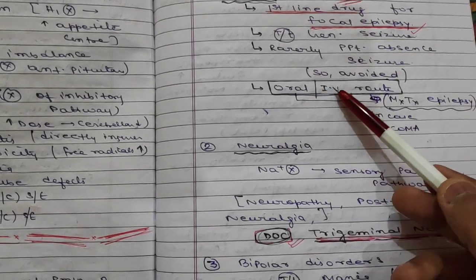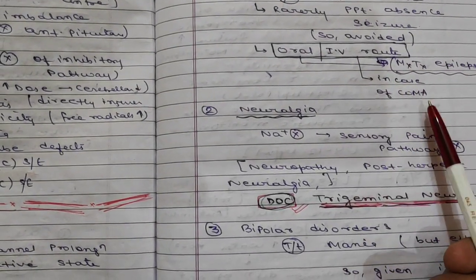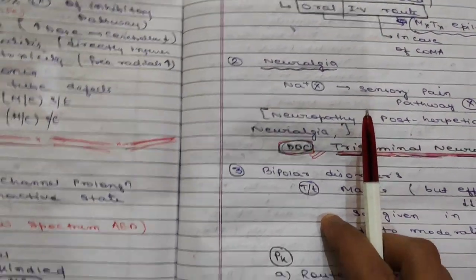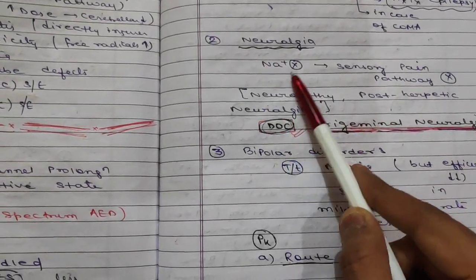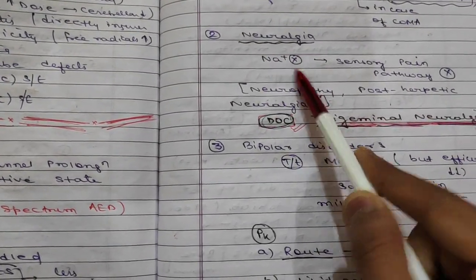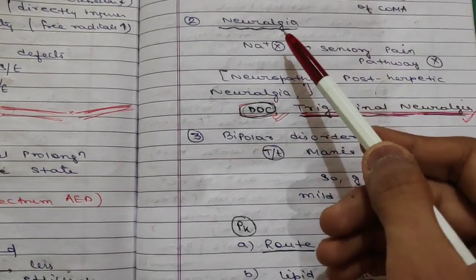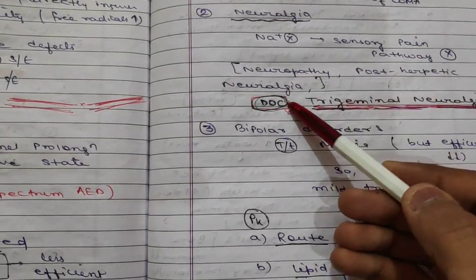Now you can give it through oral or IV route. Oral route is for maintenance treatment of epilepsy, and in case of any emergency such as coma, you can give it through IV route. Now the second indication after epilepsy is neuralgia, because it causes the prolongation of the inactive state of sodium channel, so it will decrease the activity of the sensory pain pathway. Okay, so it can be used for neuralgia.